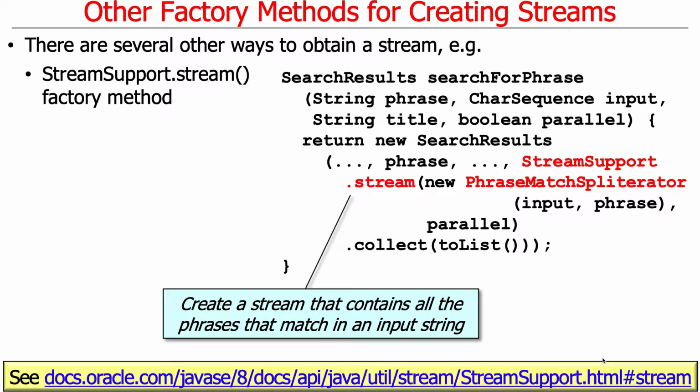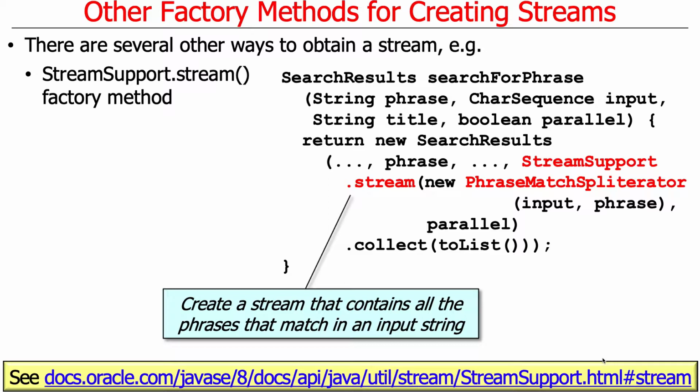There's some other ways to create a stream. One of the more interesting ways, which we'll talk a lot about later, is something called StreamSupport, which is the name of a class. StreamSupport.stream is a factory method that takes a spliterator, and you'll get a chance to do spliterators for assignment 2A. It takes a spliterator, and then it will create a stream from whatever the spliterator returns.